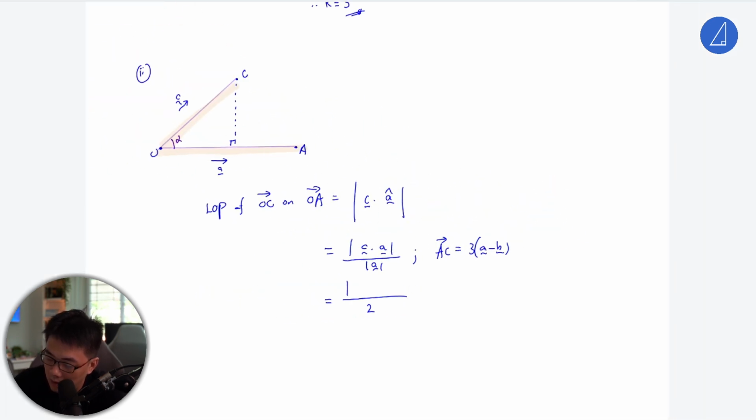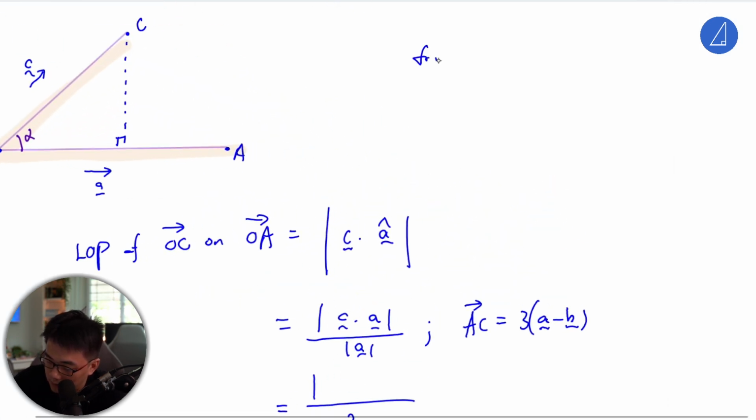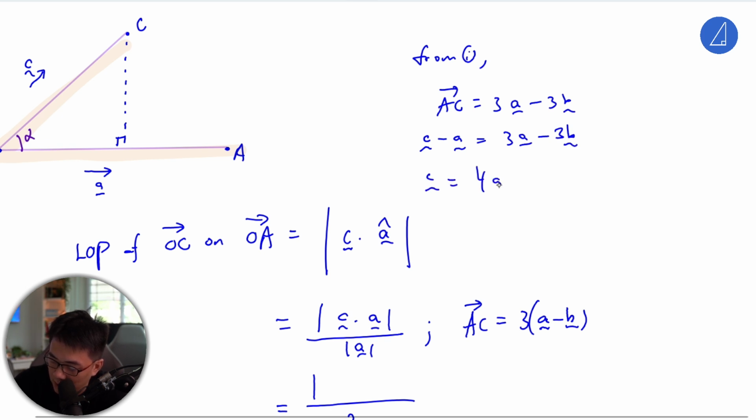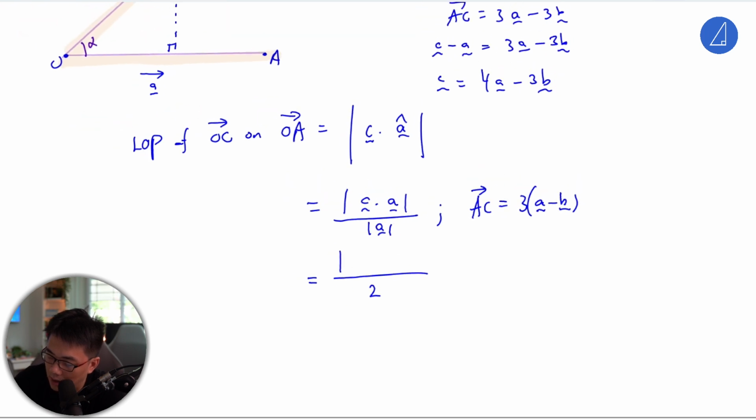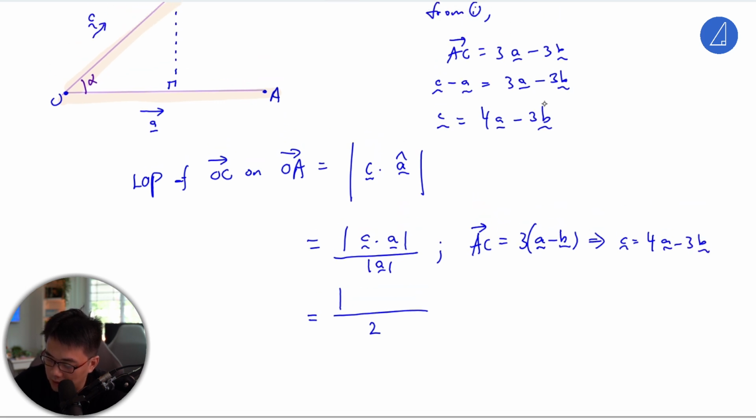So I know that from part 1, AC is given by 3A minus 3B. This is C minus A, which is 3A minus 3B. So C is given by 4A minus 3B. Great. So once this is done, this will just imply that k is equal to 3. Just follow these steps here.